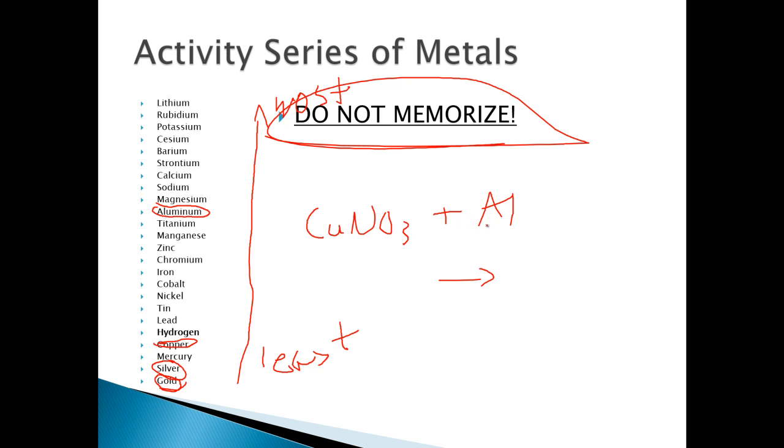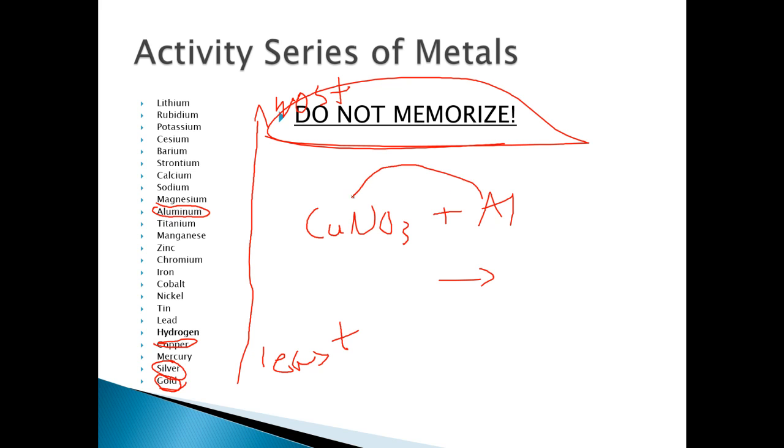Is aluminum actually going to replace copper? Will this happen? Well, let's look at our list. Okay, will aluminum replace copper? All right. Yes, aluminum is higher on the list. Aluminum is higher on the list, so aluminum will replace copper. In fact, aluminum will replace anything that's below it on the list. So lithium replaces everything, gold replaces nothing. So yes, this will happen.